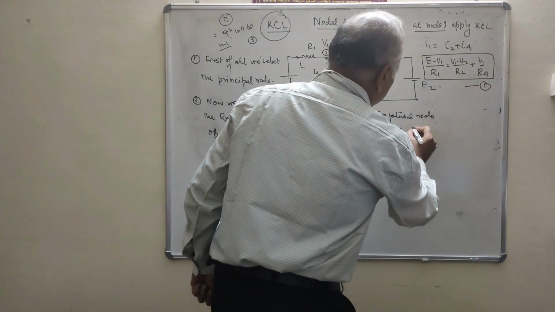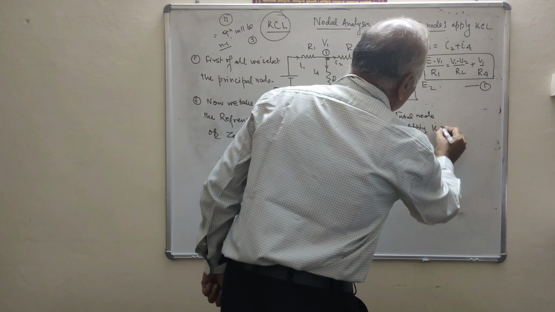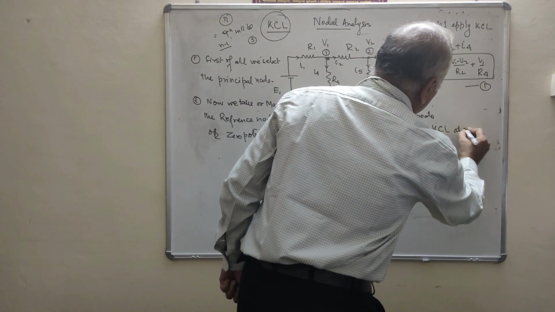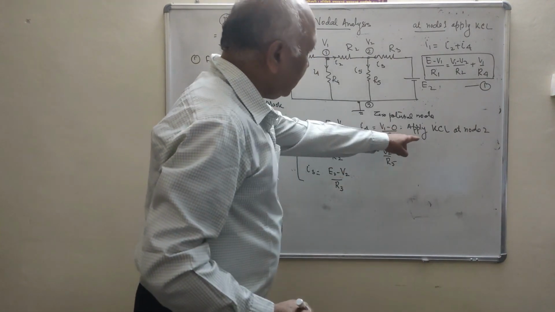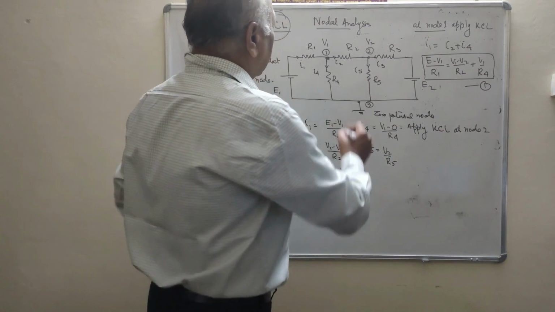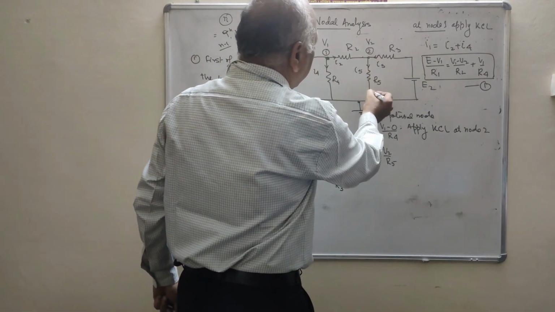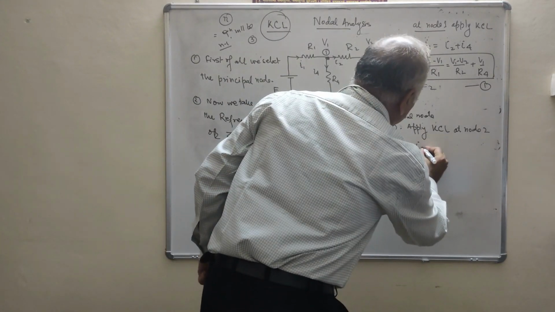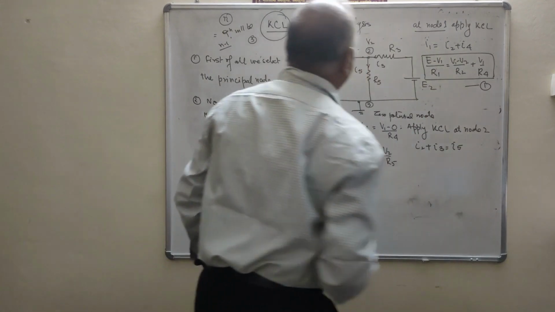Now we will apply KCL. Apply KCL at node 2. Clear? Now when we are applying KCL at node 2, you will see the incoming currents I2 and I3, outgoing current I5. That is I2 plus I3 is equal to I5.